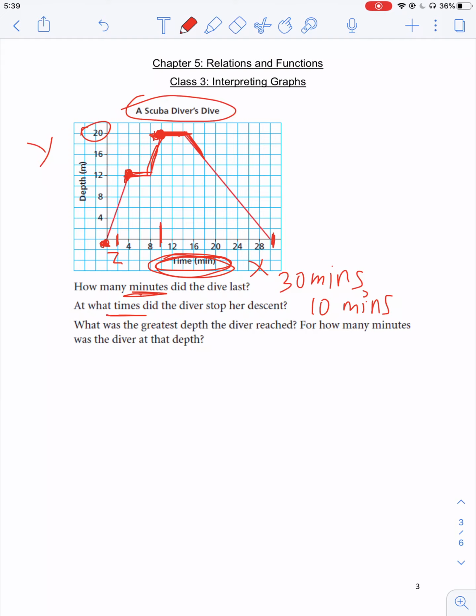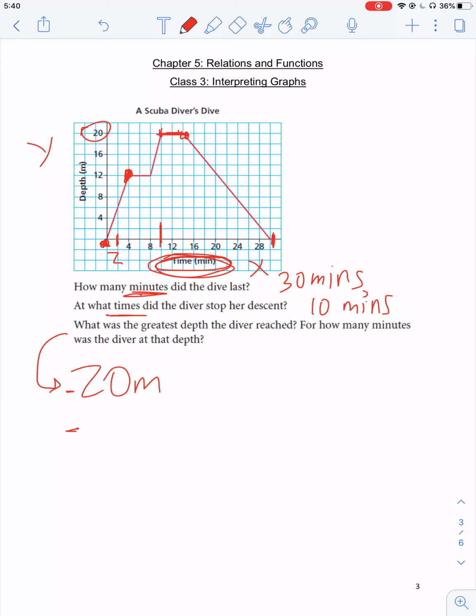So the greatest depth, as we've already discovered, is 20, right? So the depth, the answer is 20. So this is the first part of your answer for this question. The second part is, for how many minutes was the diver at that depth? So she was at that depth over here, from here to here.